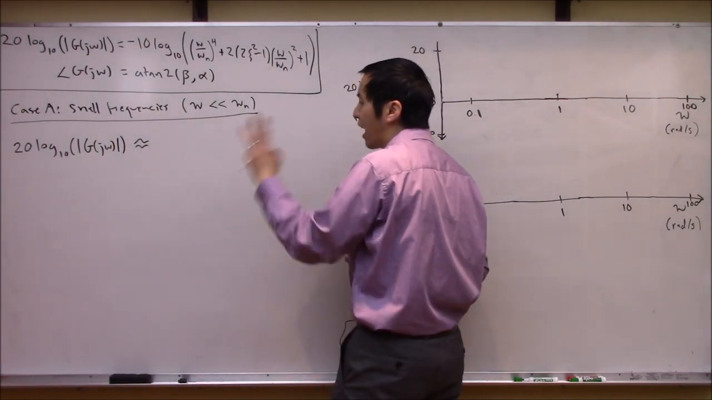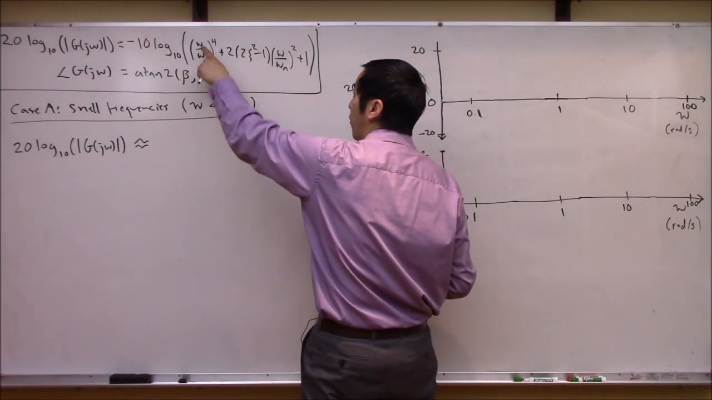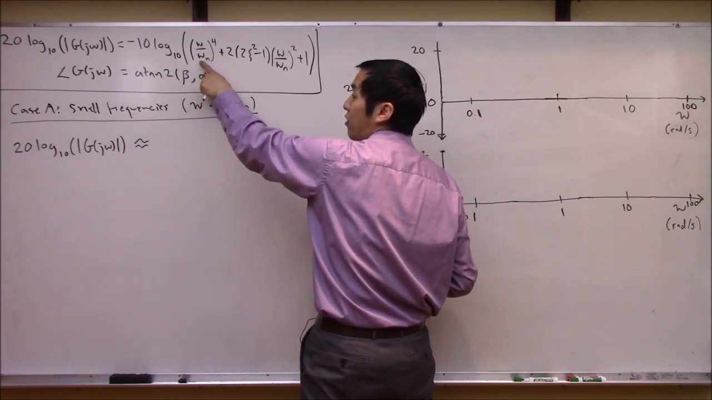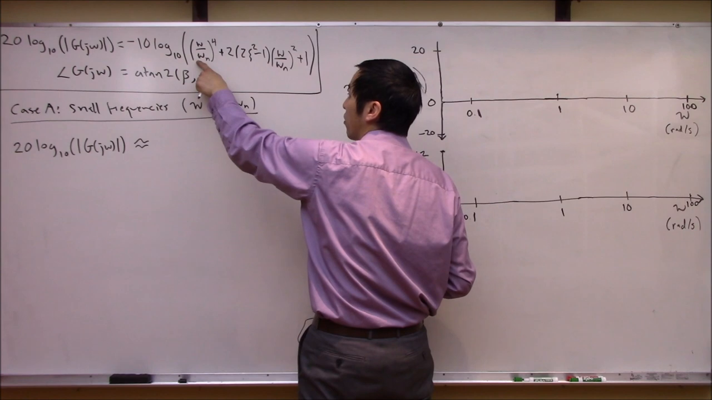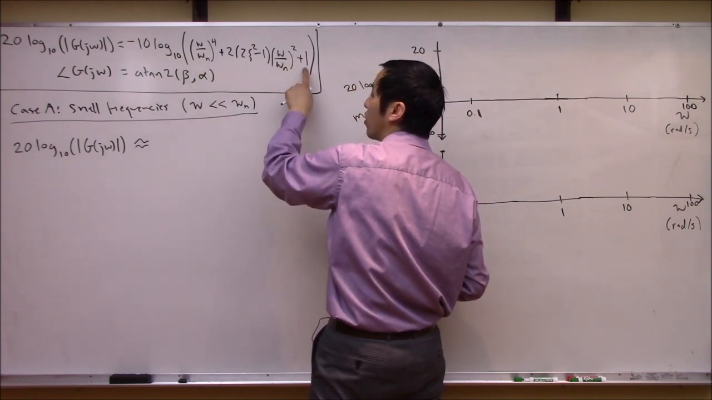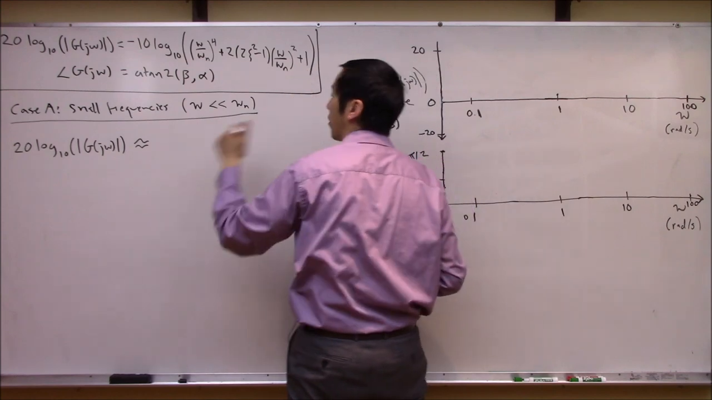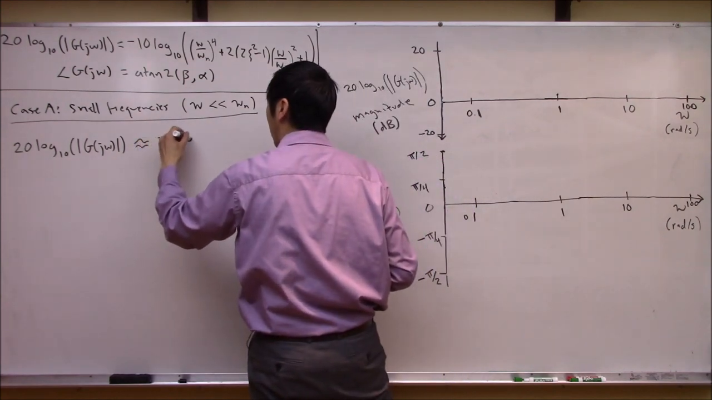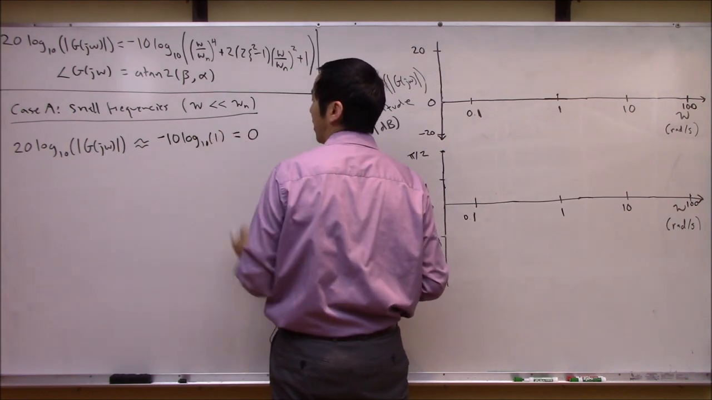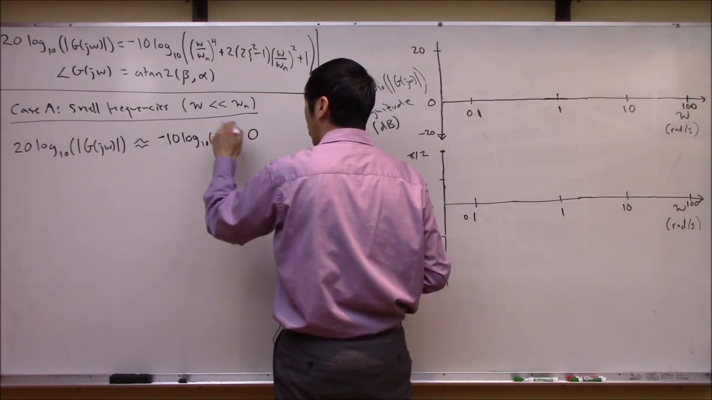We use all the exact same logic we did earlier, right? If omega is less than omega n here, this is small, definitely less than 1. By the time you raise it to the fourth power, this is basically gone. Same thing with this thing right here. This is also gone. We're left with basically a 1 here. So this is minus 10 times log base 10 of 1 here, which again is basically 0.